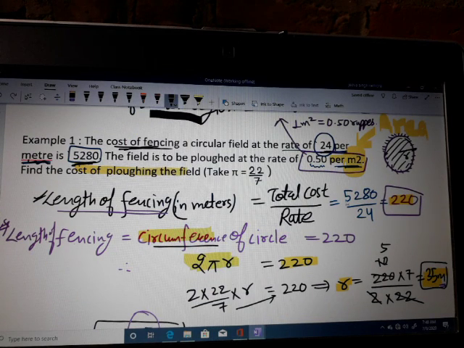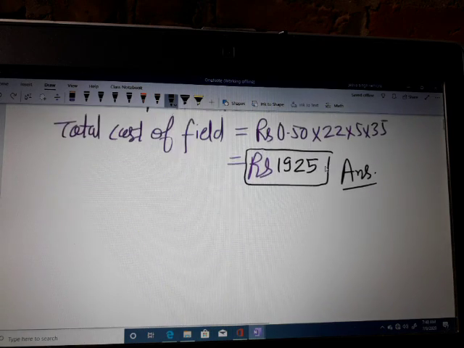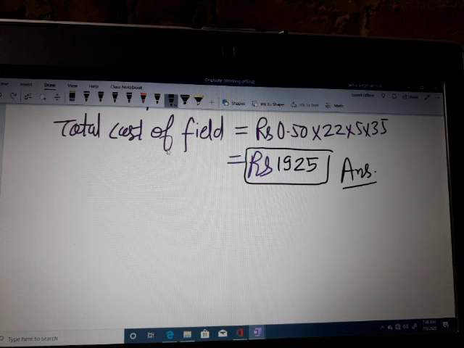The cost is already given in the question, 0.50 per meter square. So whatever the area of the circle is, we multiply it by 0.50, and you will get the final answer, which is equal to 1925. I hope you solve this problem easily. That is the total cost of the field.